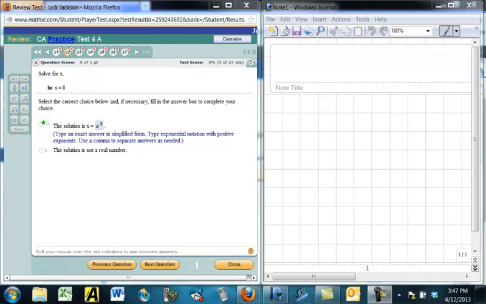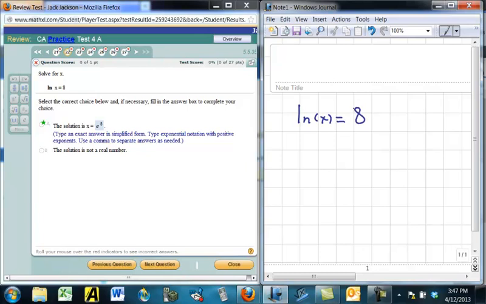Okay, we're back with the last few questions of practice test 4A. We did the first 21 in the first video. Now we're on number 22. What we want to do here is solve this equation, natural log of x equals 8.